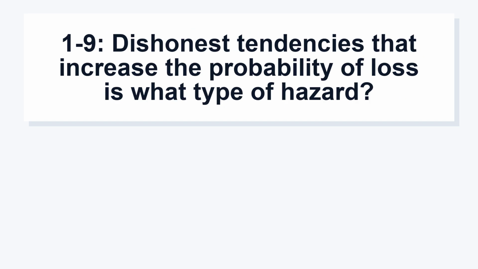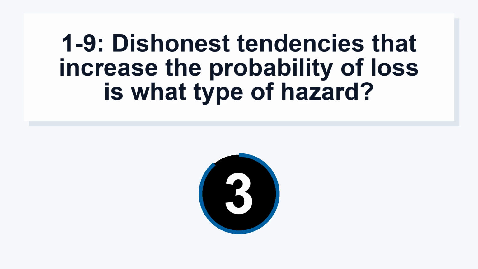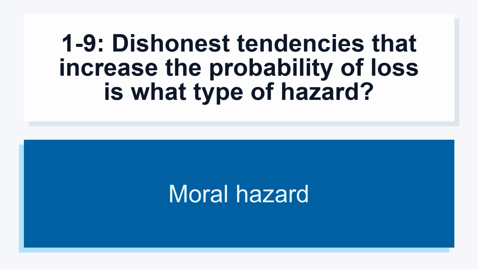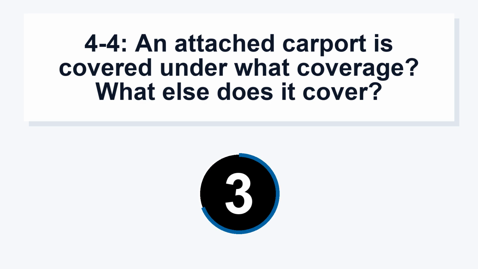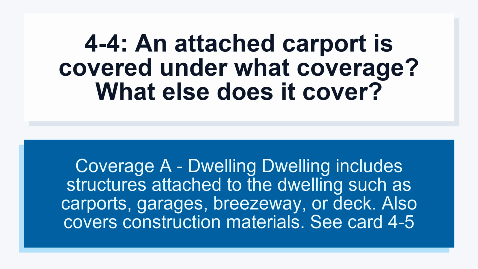1 to 9, dishonest tendencies that increase the probability of loss is what type of hazard? Moral hazard. 4 to 4, an attached carport is covered under what coverage? What else does it cover? Coverage A. Dwelling includes structures attached to the dwelling such as carports, garages, breezeway, or deck. Also covers construction materials. See card 4 to 5.